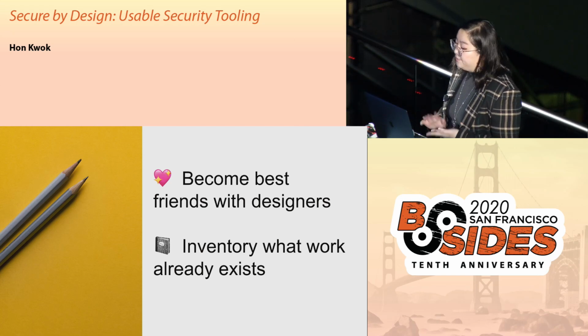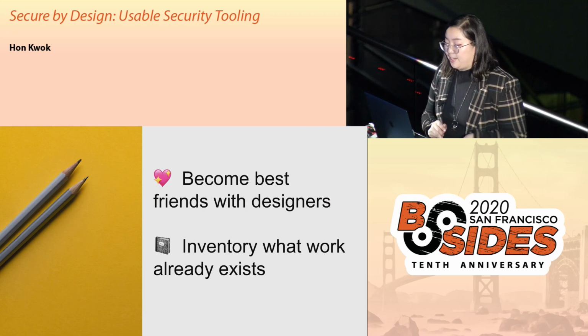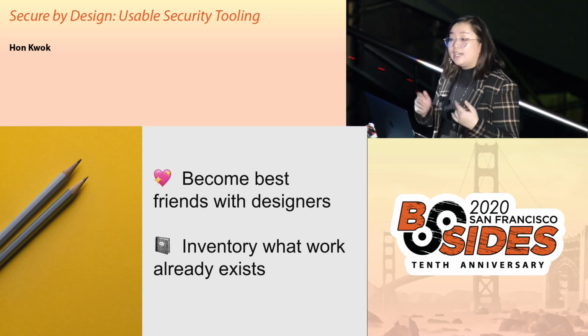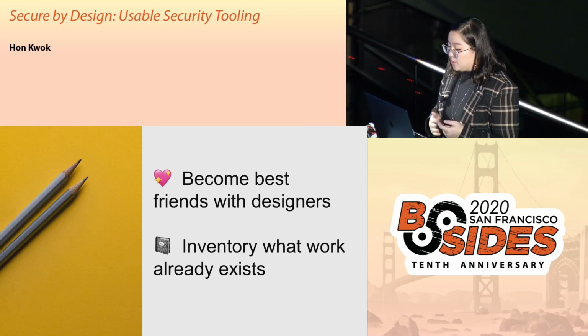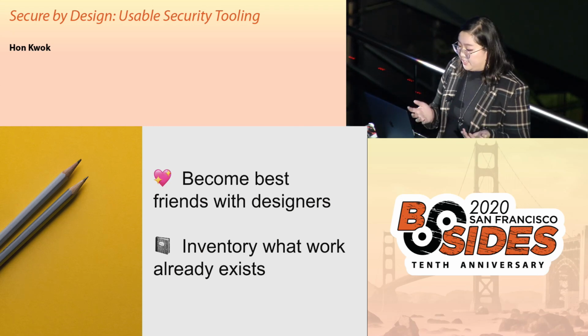Second point is inventory what work already exists. Do you have a component library, a design system? At Cruise, we had a UI kit that a lot of engineers were building with already, but the security team wasn't utilizing it. Using known resources means you're making new experiences feel familiar.